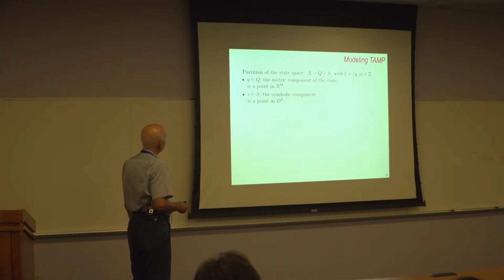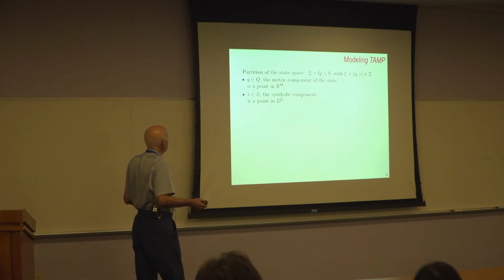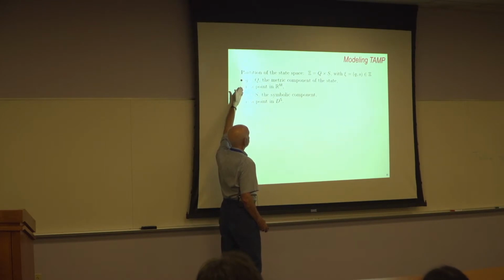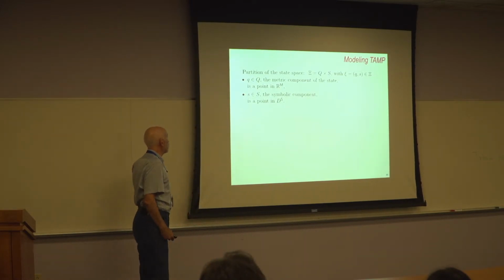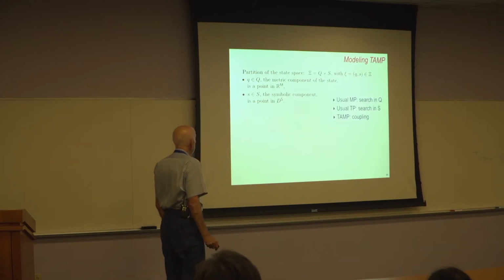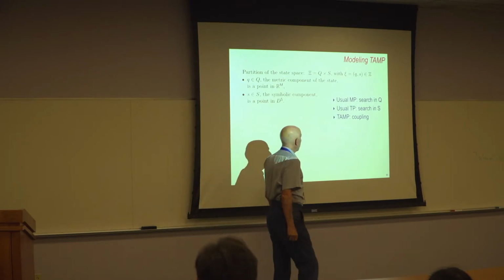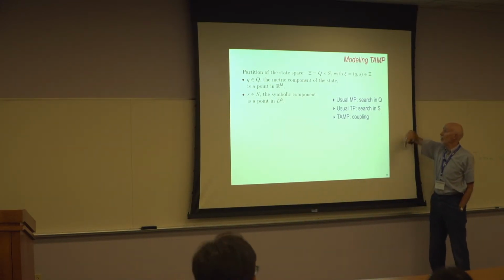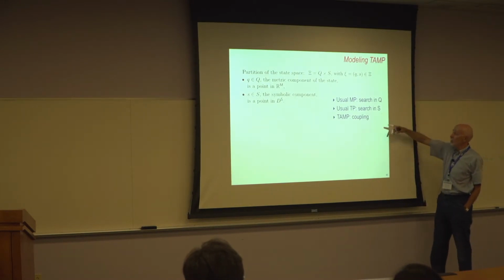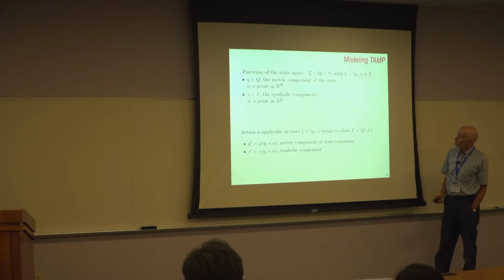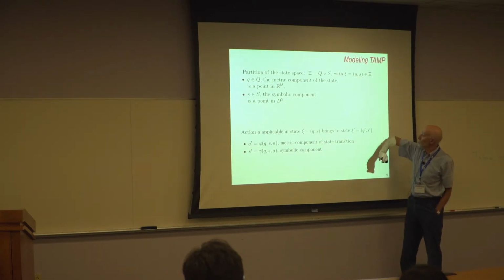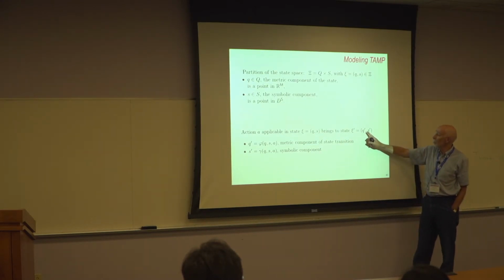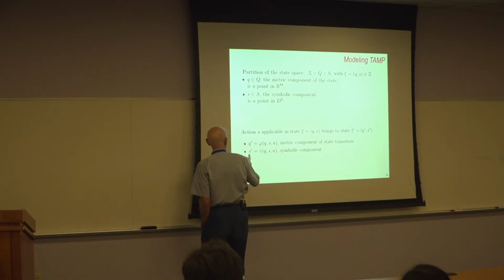So given my partition of the state variables, I'll partition also the state space into a metric component, which contains all the state variables that range over R, and the non-metric or symbolic component, which ranges over a discrete space. So this partition is here regarding Q, what you get in motion planning, and regarding S, what you get in task planning. And task and motion planning is the coupling between the two. So basically, you say that an action is applicable from the state ξ, which is the couple (Q, S), given my definition earlier, and brings you to state ξ', Q', S', through two transition functions, one for the metric components and one for the symbolic components.